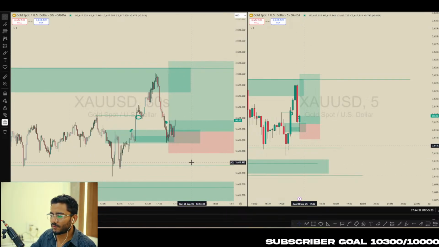This is something we want to see. Like here, price took out this low. Now it has created a strong low where price should continue to the upside.